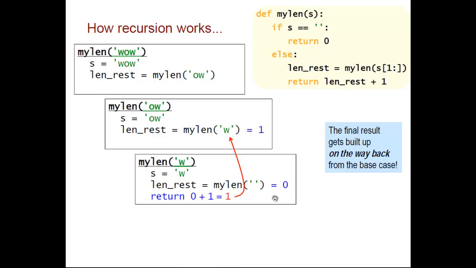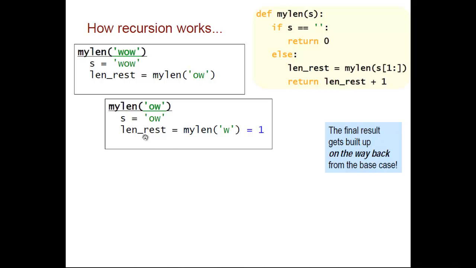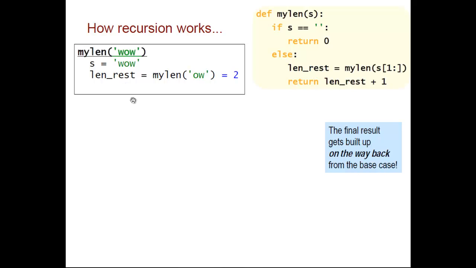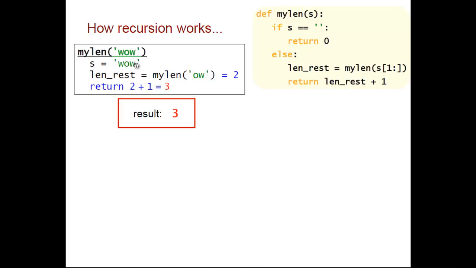That return value gets sent back to this previous invocation. It replaces the function call. It gets assigned to len_rest in this stack frame. And now, once again, we're going to pick up and return len_rest plus 1, which is 2. And notice that is indeed the length of the string ow. That return value gets sent back to this call and replaces it and gets assigned to len_rest in this stack frame. And then we pick up where we left off. We return len_rest plus 1, or 3, and that is indeed the final result, the length of the string wow.